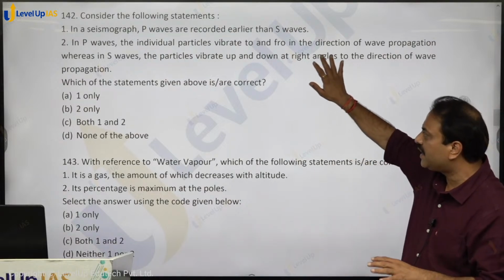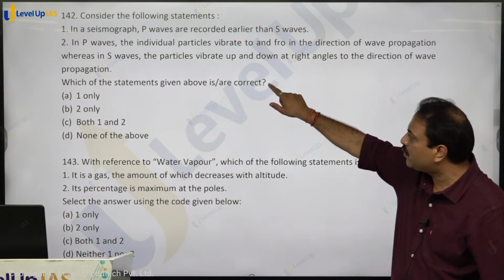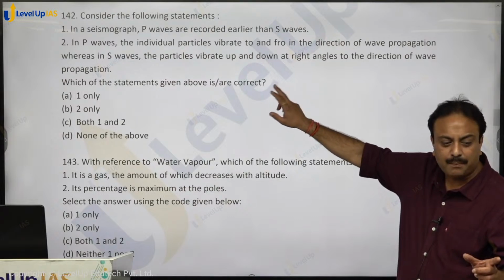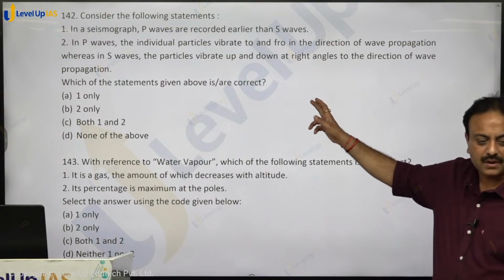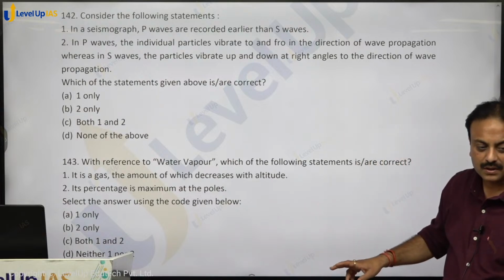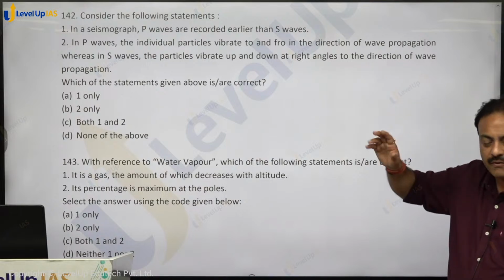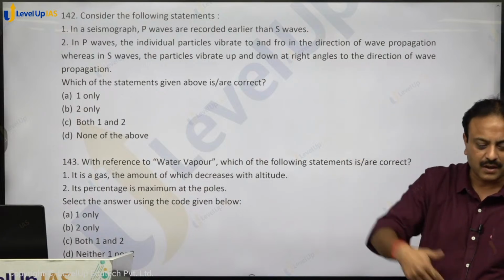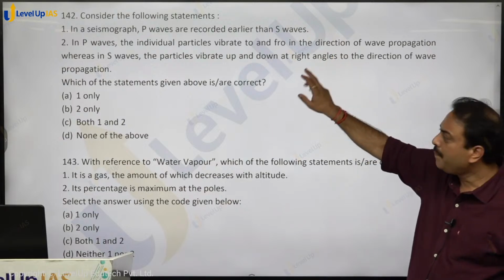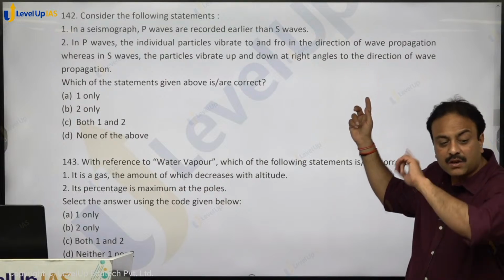Those who are getting confused into that, have a look over here. You are getting confused by the terminology up and down. Up and down is written with respect to the wave. It is not written with respect to the surface of earth. Are you getting that? So here it is to and fro in the direction of wave propagation. Wave is going, suppose, in this direction. Particle ऐसे से move. So in the direction of wave propagation. P wave, correct. S wave, the particles vibrate up and down at right angles to the direction of wave propagation.